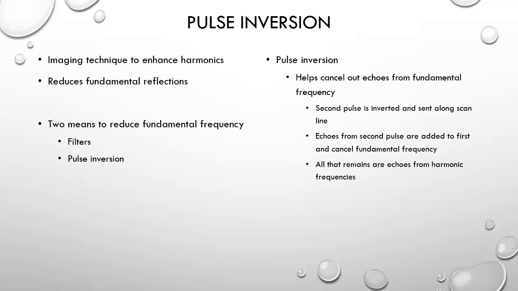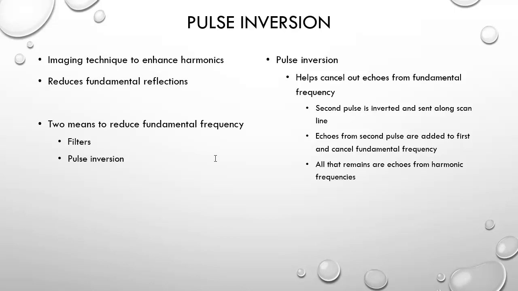And then another way to reduce the fundamental frequency is something called pulse inversion. Okay, so what pulse inversion does is it cancels out the fundamental frequency. So what we do is we send out our pulse, we get back our fundamental and harmonics, and then we send out a second pulse that's inverted along the same scan line. The echoes from the second pulse are then added to the first.